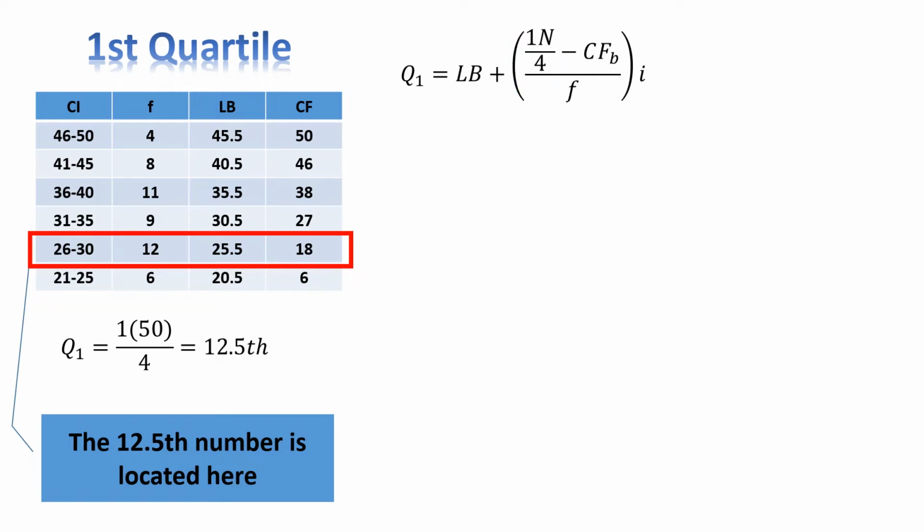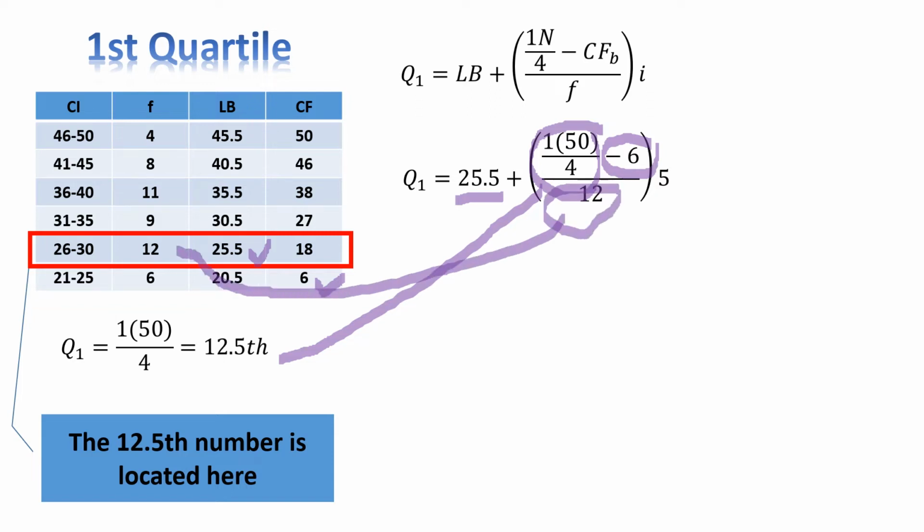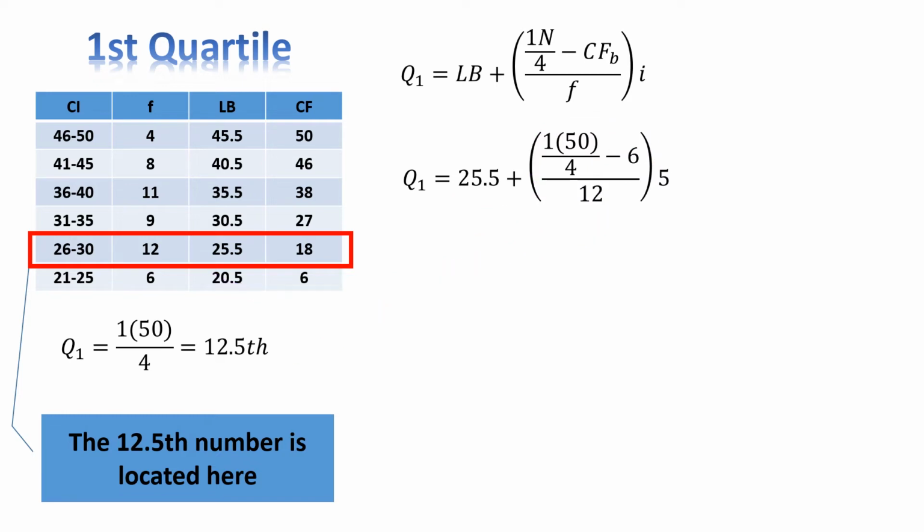Let me just erase and then we'll proceed. Ang lower boundary natin, by looking at this table, ito yung ating lower boundary, 25.5, kaya nakuha. And then, 1 times 50 divided by 4 ay dito nang galing yan. And then, yung 6 natin is the cumulative frequency below. So, hindi itong 18 ang pipiliin, kundi itong 6. Cumulative frequency below. And then, yung 12 natin is manggagaling sa frequency na nandito. Let me just erase kasi medyo magulo na.